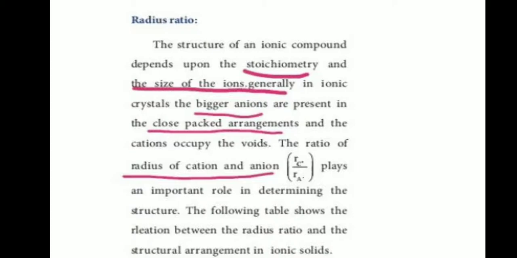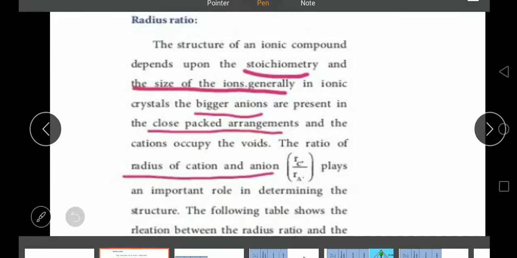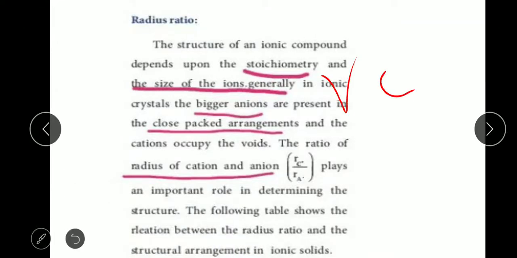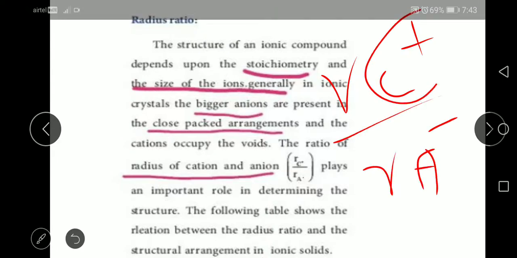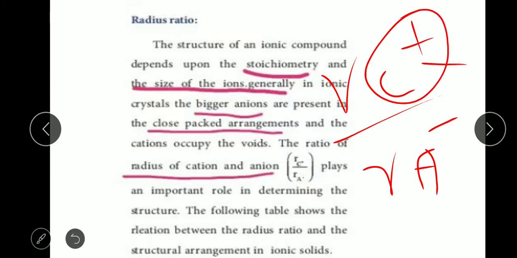The ratio of the radius of cations and anions: RC plus means radius of cations, right? RA minus means radius of anions. RC plus is the radius of the cation, RA minus is the radius of the anion. Loss of one electron gives a smaller size, gain of one electron gives a larger size.